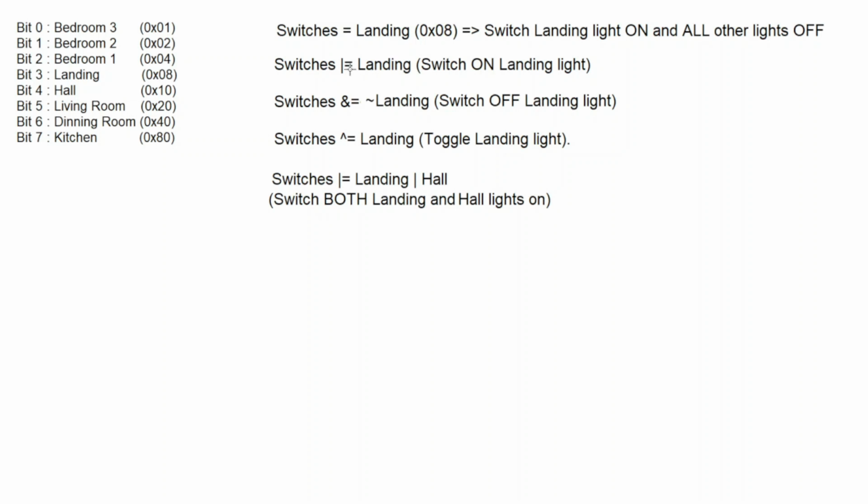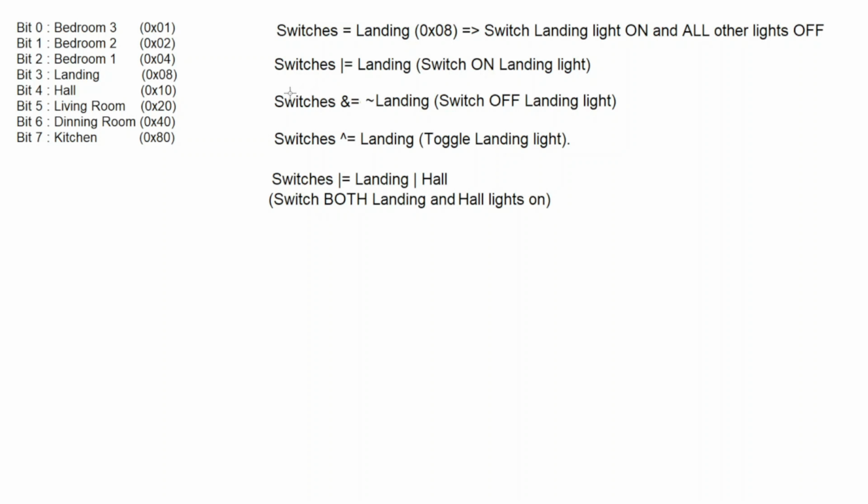be switched on. This is the OR operator in C programming, and saying OR equals is the same as saying switches equals switches ORed with landing. So we do the OR equals here to shortcut that. So if we say switches OR equals landing, what we're basically saying is we want to OR the value of landing, hex 08, bit 3 set, into the current state of switches. The net effect of that is we will switch on the landing light. That single bit will get set, all the other bits will remain the same.